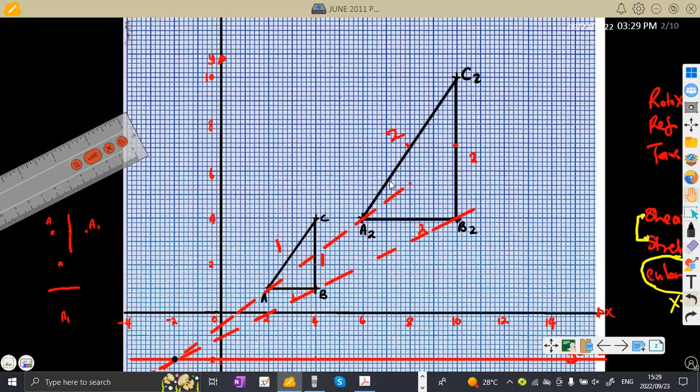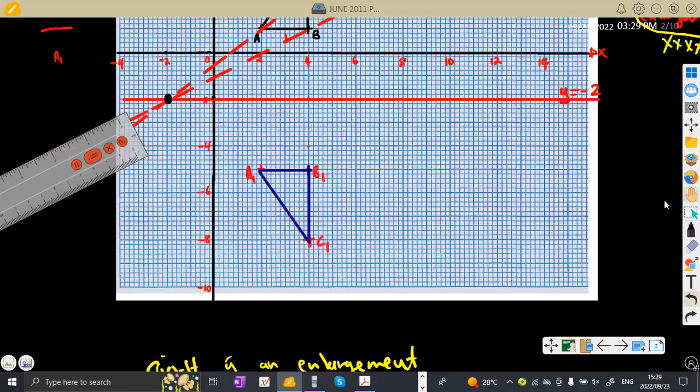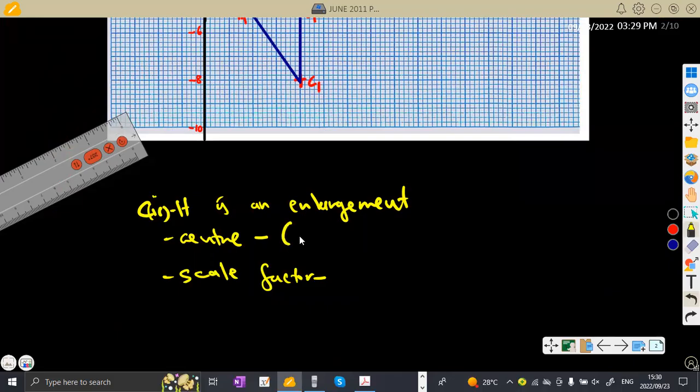I want you to do that. You're going to see that it is going to pass through that point. That is your center of enlargement, which is X is -2, Y is -2. So this is your center of enlargement. So you've got -2, -2. Okay, so the center of enlargement, we say the center is -2, -2.